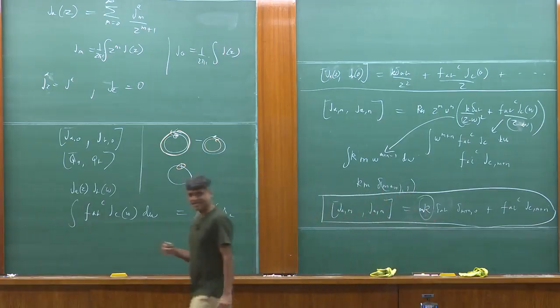Thank you. K is called the level of the algebra, and the f^{abc} are the structure constants.